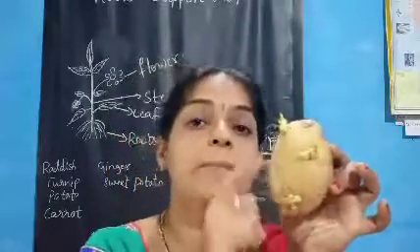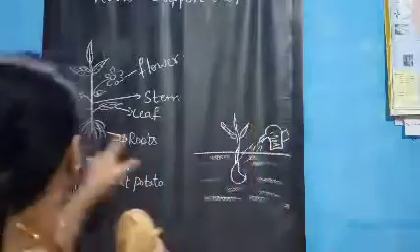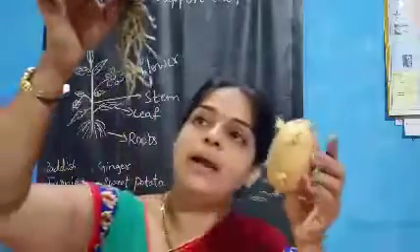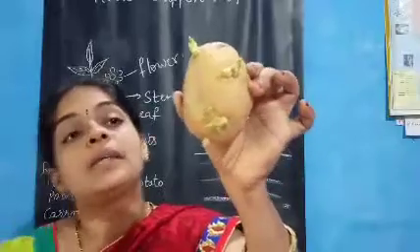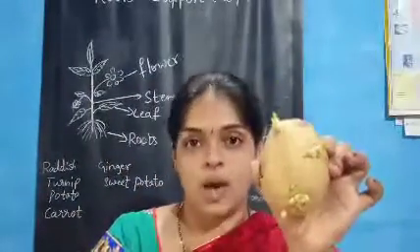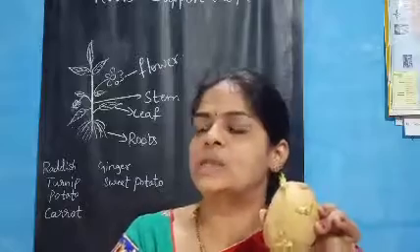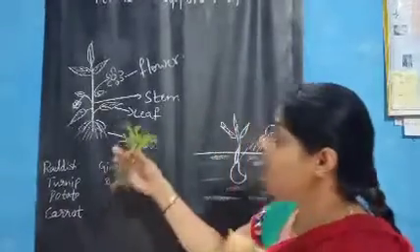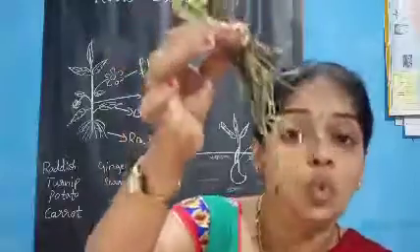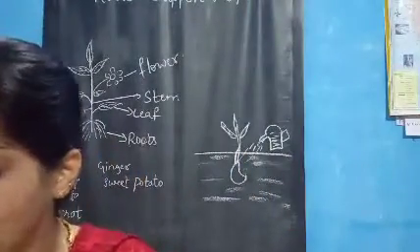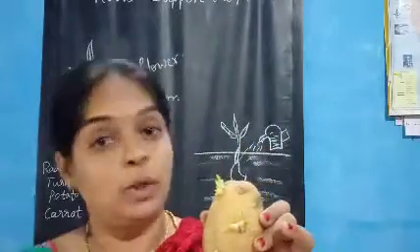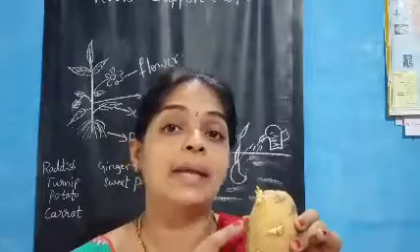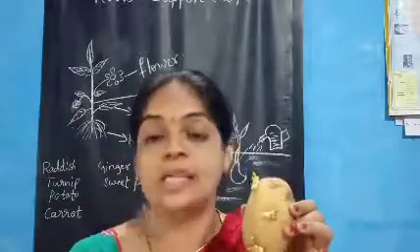But here this stem part is absorbing the water. So I am showing you just a difference. Here the root is absorbing the water, but in this potato the stem is absorbing the water, okay, children. But in almost all trees or plants we can see the roots. But only radish, turnip, ginger, potato and sweet potato have the stem as well as the roots.